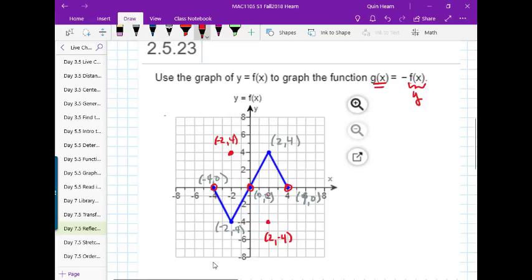And so what happens is every single y value changes sign. Oops, I don't like how that looks.